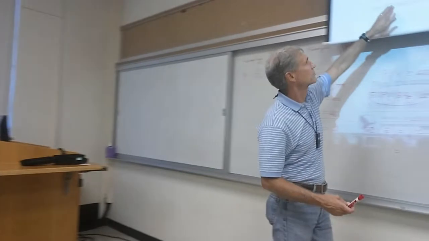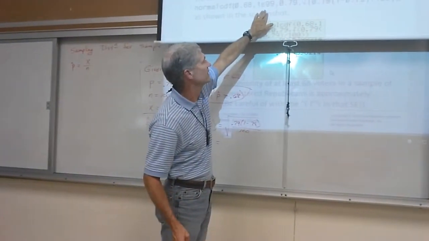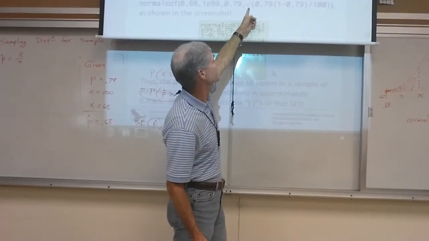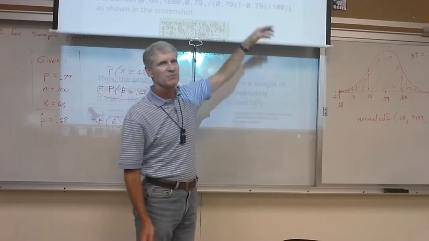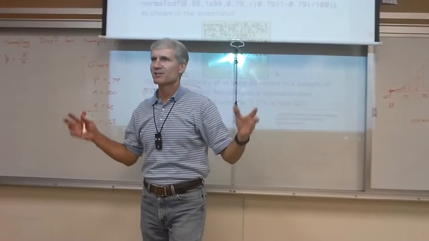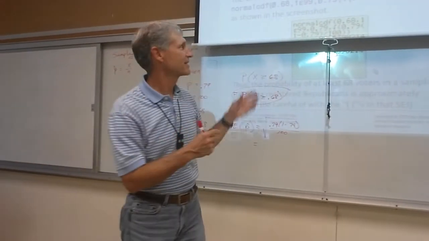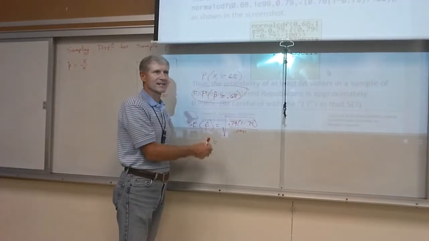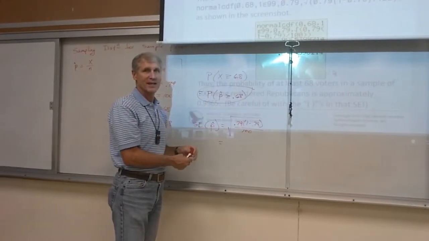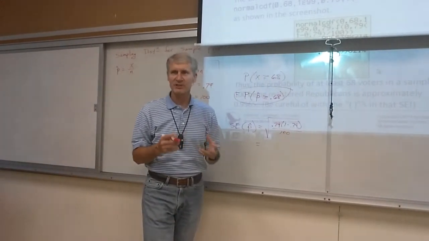So you can do it like this. Normal CDF, 0.68 to infinity, 0.79, and then just type that whole thing in. Square root, 0.79, 1 minus. But that's a big, ugly mess trying to do it all. So when I get to these proportion problems, I bail out, I compute that first, and then I type that number in. And the calculator has a lot of memories built into it.